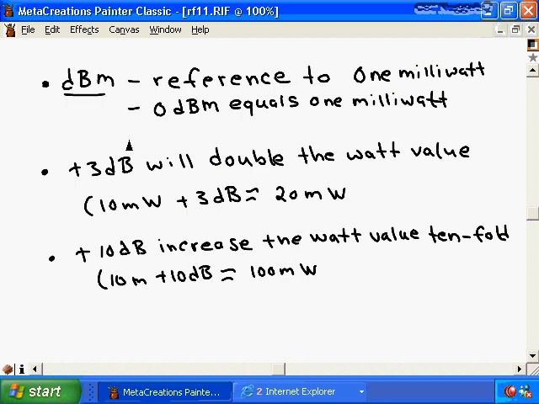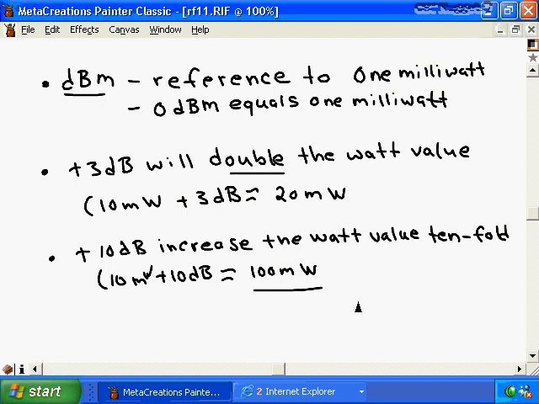And going back to our previous example, if we were to add 3 decibels to a watt value, such as 10 milliwatts, that would equate to 20 milliwatts. We're doubling this value. In contrast, if we were to add 10 decibels to a watt value, such as 10 milliwatts, that would provide a 10-fold increase, or a 100 milliwatt value. Now, something else to take note of is that these gains and losses, as they're represented in decibels, are cumulative.